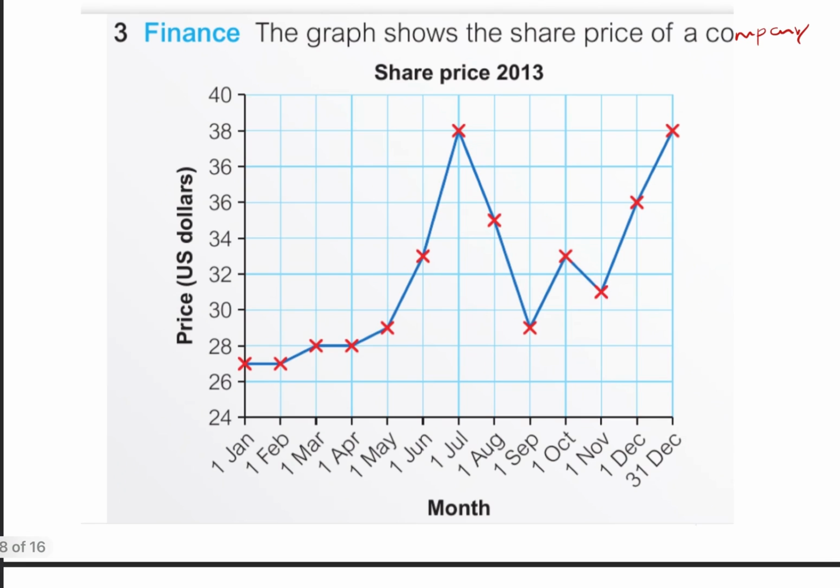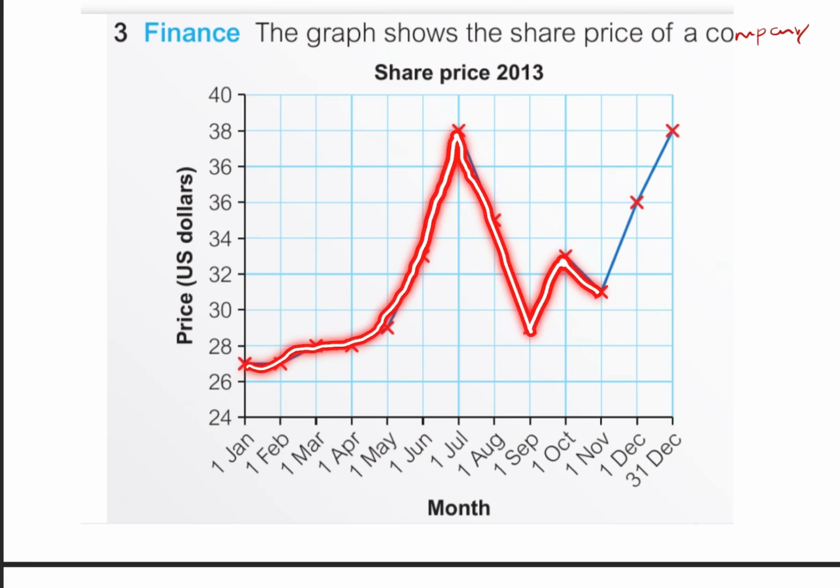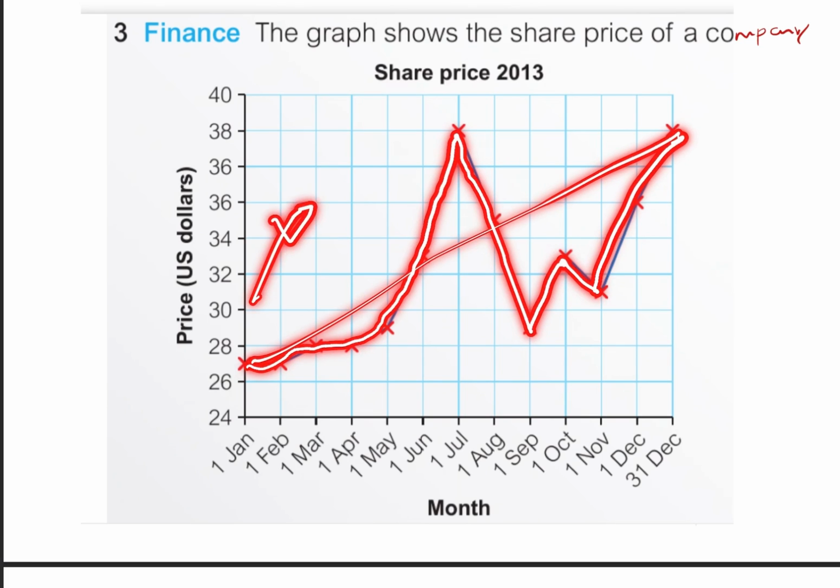Okay, financial graphs. Let's have a look at this. This is the share price of a company. What we can see here, it starts at £27, and it sort of goes up. It peaks in the summer, but then crashes down again, recovers here, peaks again, goes down again, and then up again. So overall, that looks like it's going up to me.